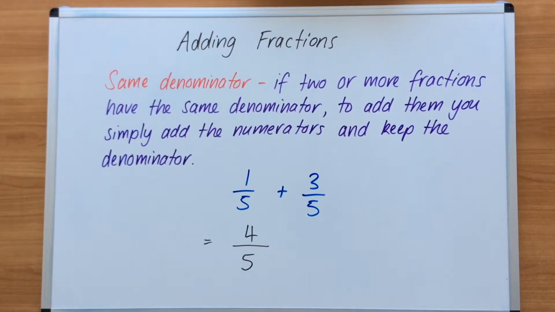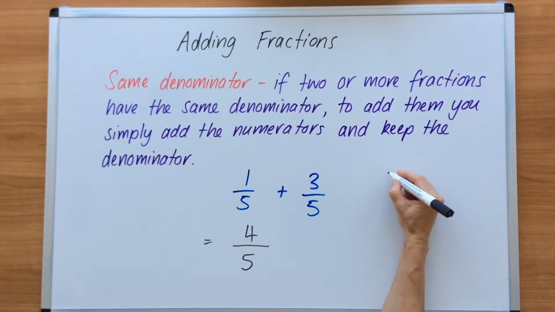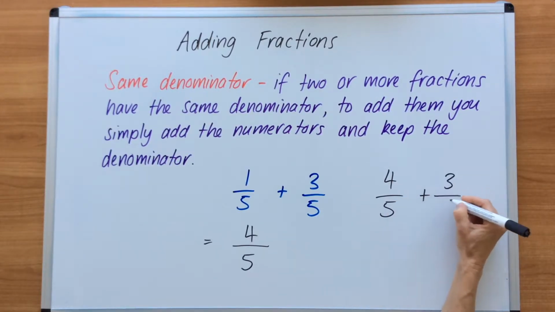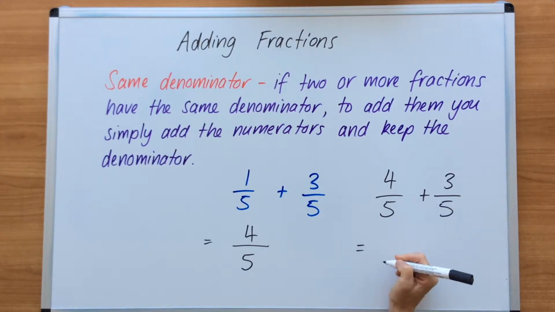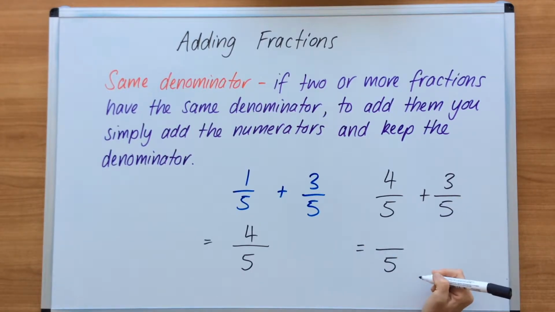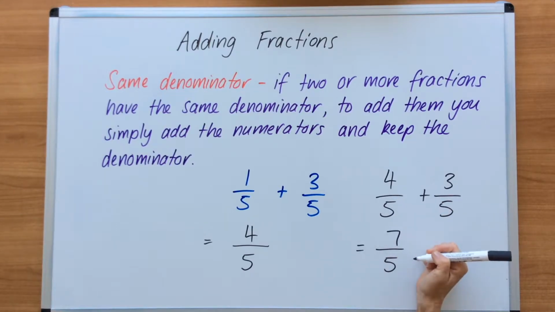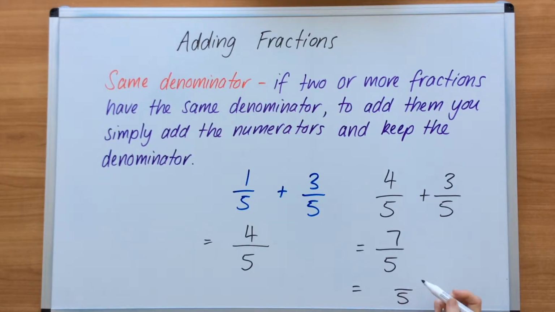So let's say, for argument's sake, we had 4 over 5 plus 3 over 5. We have a denominator of 5. If we add 4 and 3, we get 7, and this is an improper fraction. So underneath, we would work that fraction and ask, how many times does 5 go into 7? It goes once with 2 remainder. So the mixed fraction would be 1 and 2/5.